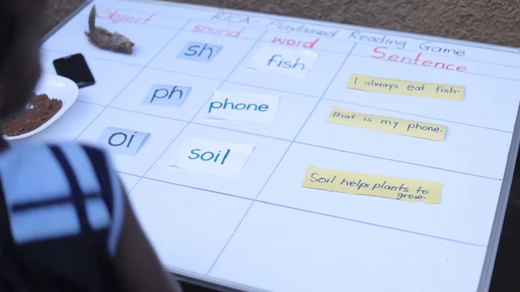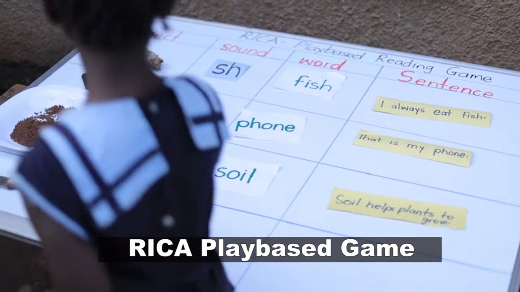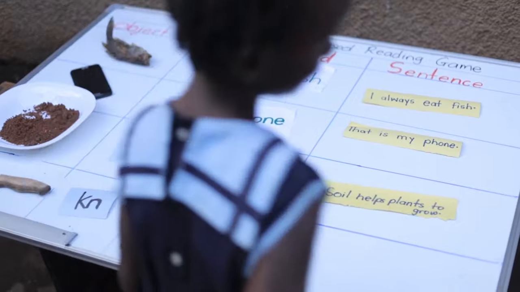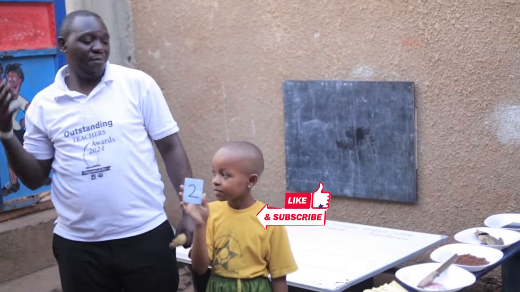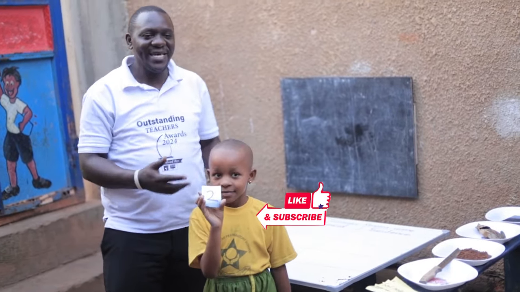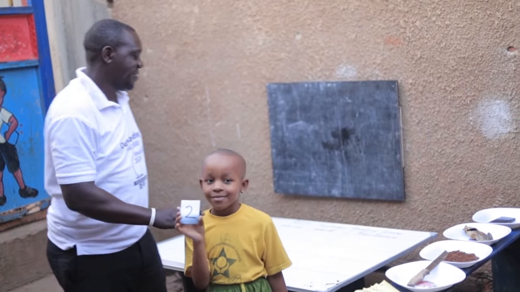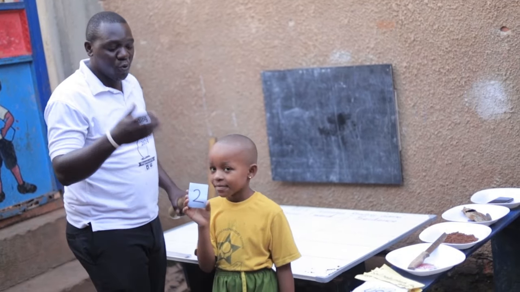Knife. Knife. Bring me that knife. Our educators, teachers, and parents, this is how you can easily simplify teaching reading using the RICA approach, and without using the blackboard, you can make it in a play-based way.